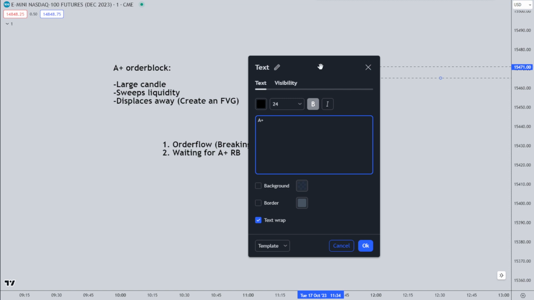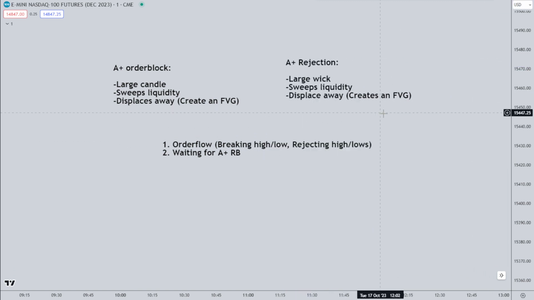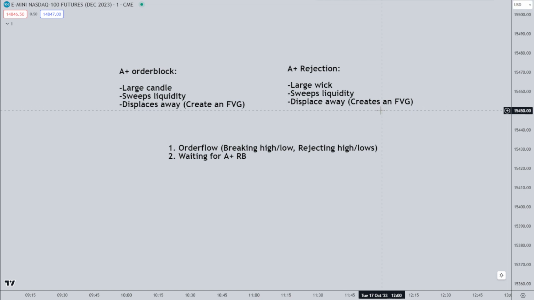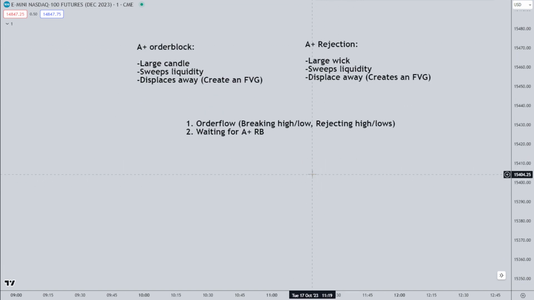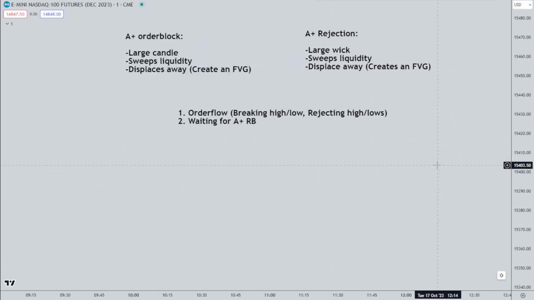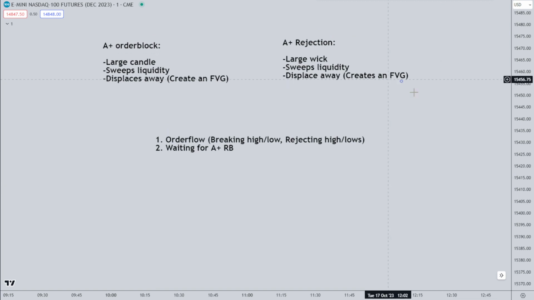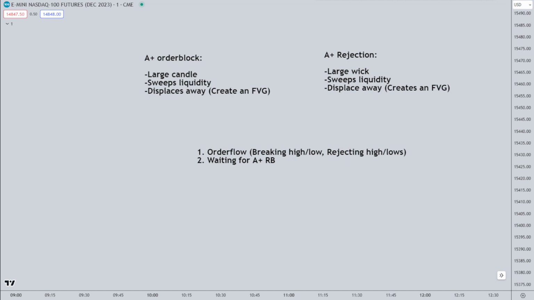And a rejection block is very similar, except instead of a large candle, it is a large wick, but not always the case, which I'll explain later. It sweeps liquidity, displaces away, and creates an FVG. Alright, so they're very similar. A lot of the time, once someone sees just a long wick form, which is against order flow, which doesn't sweep any liquidity and doesn't displace away, they expect it to hold, and then when it doesn't, they just think it's trash. Okay, but it's simply because they don't understand it.